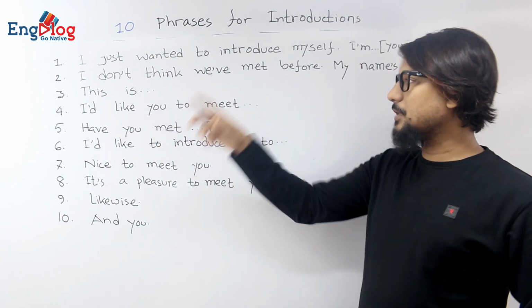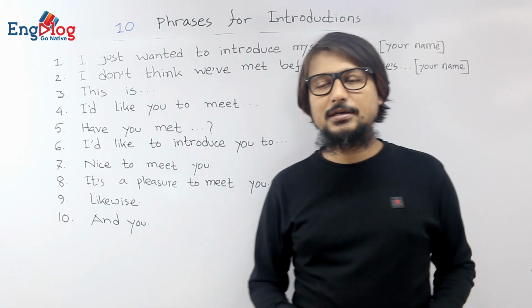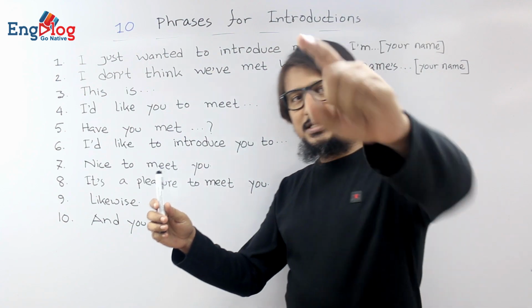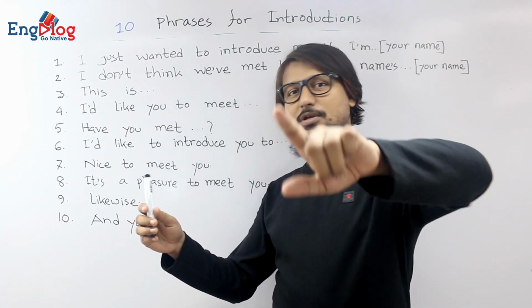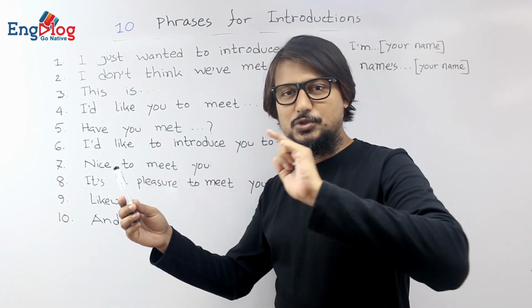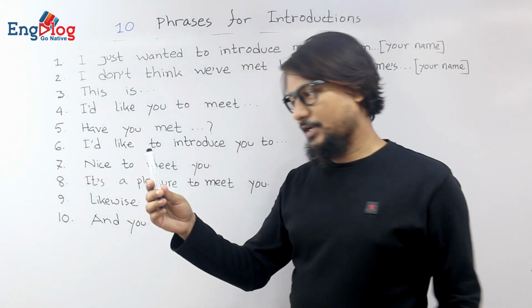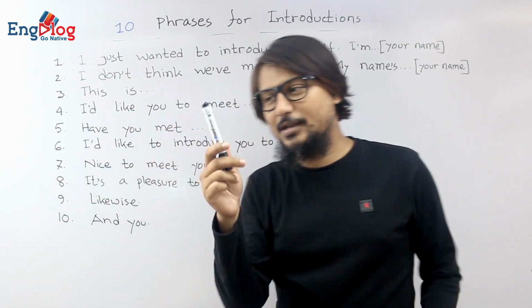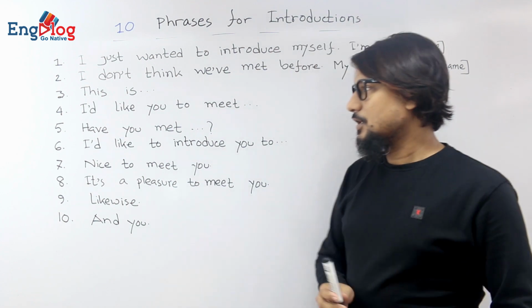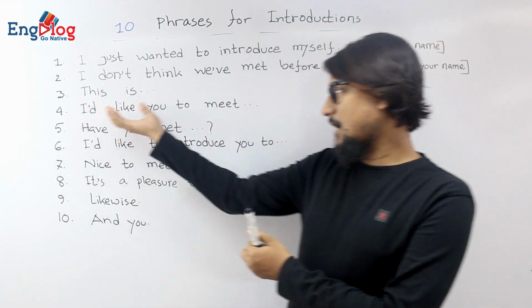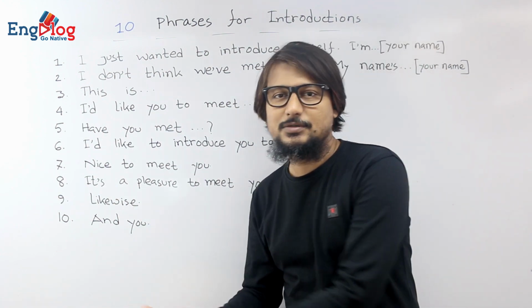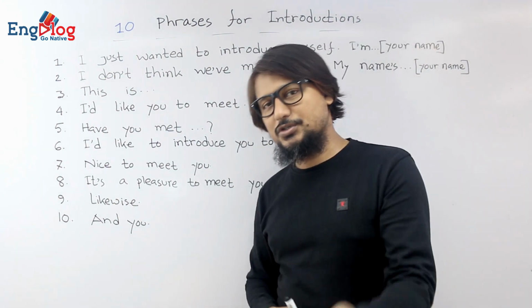I'd like you to meet. So when you are introducing somebody to others, you could say, I'd like you to meet Mr. Empty, Mr. No Man. So I'd like you to meet Mr. Camera. So hi, this is Mr. Pen, and Mr. Pen, that is the camera. Okay, nice to meet you. So you can use this phrase, I'd like you to meet. That means you are making someone introduced to somebody else.